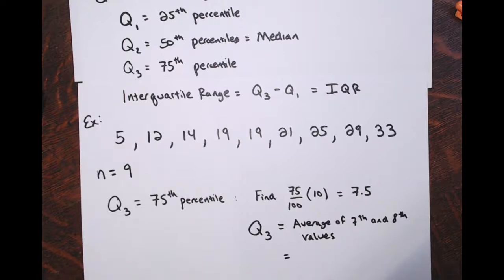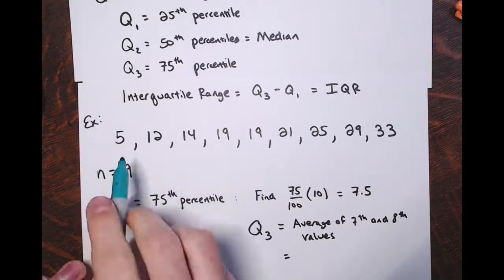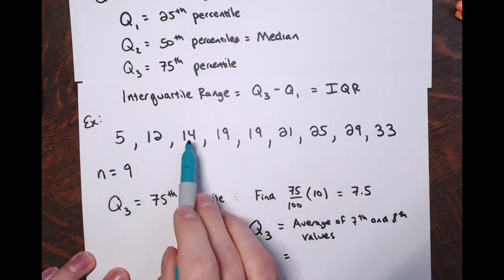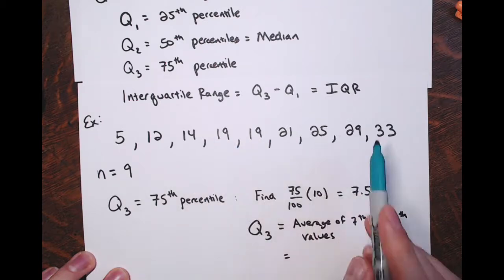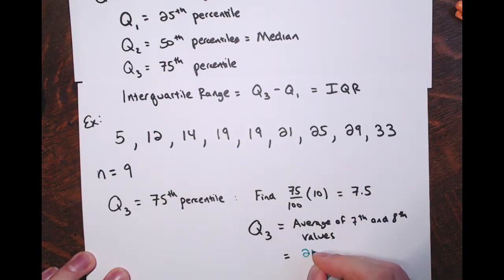So what are the 7th and 8th values? And these are already written in order here. 1, 2, 3, 4, 5, 6, 7, and 8 are 25 and 29. So 25 plus 29 divided by 2. That's 54 divided by 2. That's 27. So the third quartile is 27.